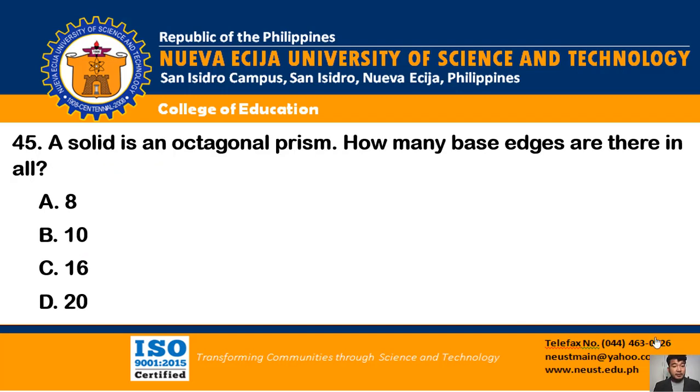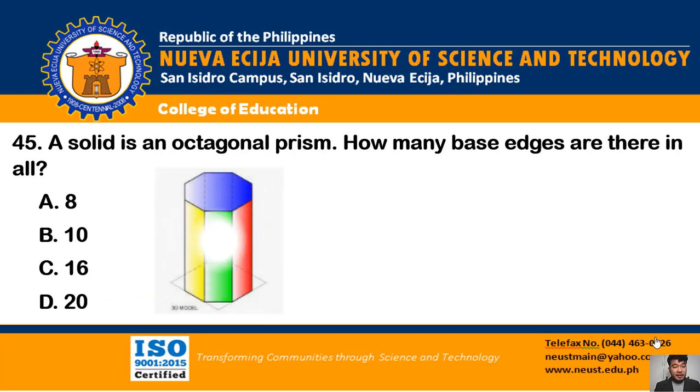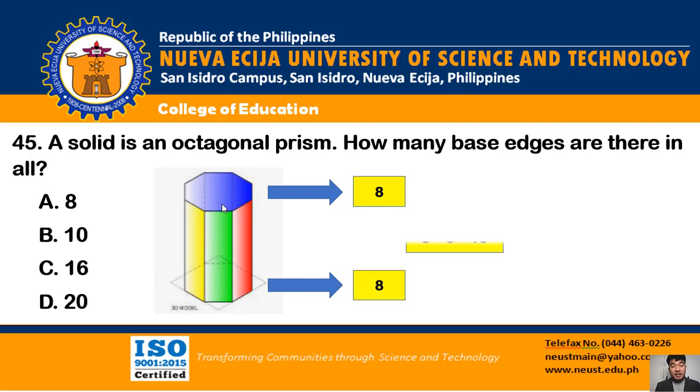Now, a solid is an octagonal prism. How many base edges are there in all? So here is an octagonal prism. The question is how many base edges are there in all. So we just focus on the base edges. On top, of course, we have 8 edges, and then at the bottom we also have 8 edges. So adding 8 and 8, you'll have 16, which is letter C.